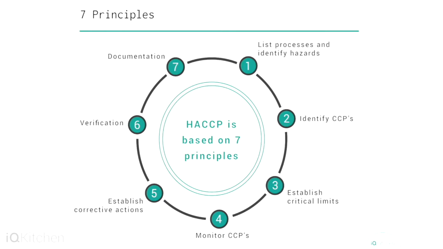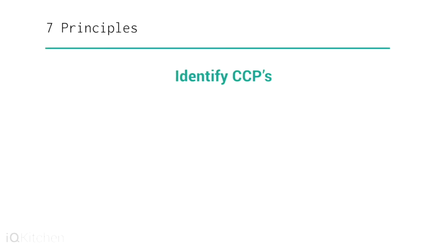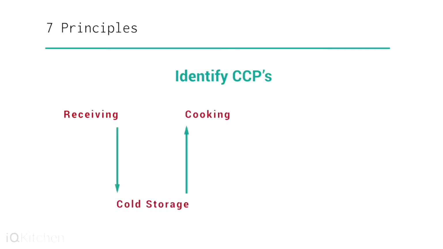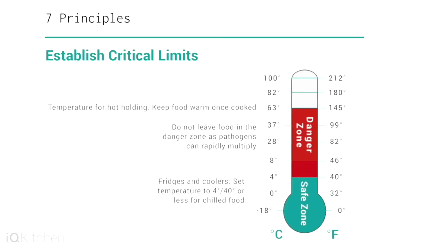Principle 1. Conduct a hazard analysis. The application of this principle involves listing the steps in the process and identifying where significant hazards are likely to occur. Principle 2. Identify the critical control points. A critical control point, CCP, is a point, step, or procedure at which control can be applied and a food safety hazard can be prevented, eliminated, or reduced to acceptable levels. Principle 3. Establish critical limits.